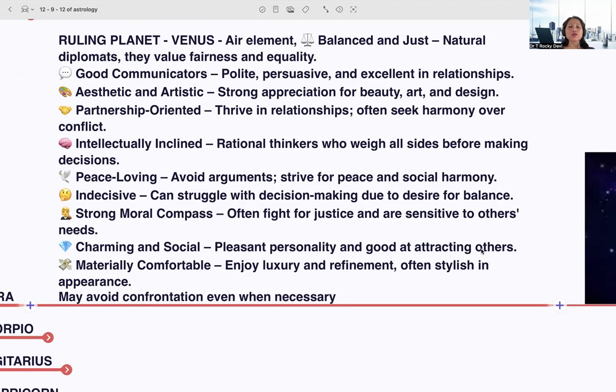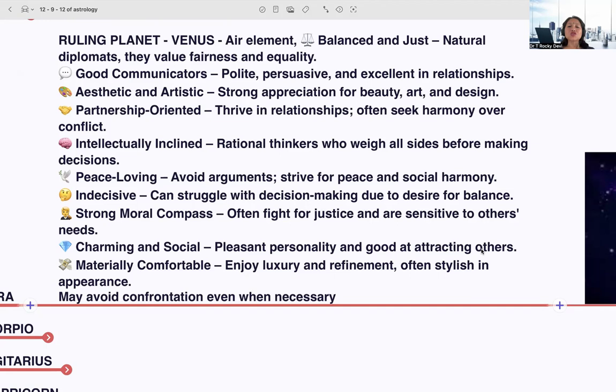They thrive in relationships because they believe in relationship maintenance, because they know how to make the relationships good. They always seek harmony over conflict. Instead of fighting, they feel, why go for a fight, let me just compromise and understand and be at peace.